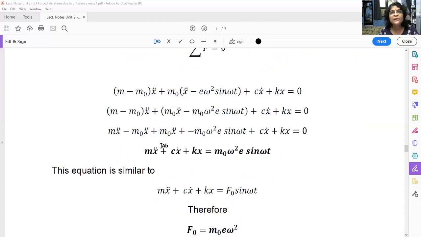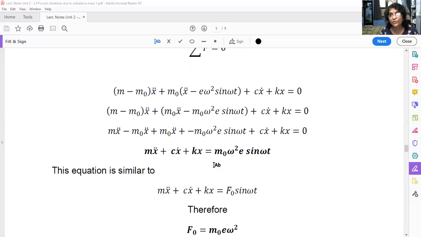Then open this bracket. M x double dot minus M0 x double dot plus M0 x double dot minus M0 e omega square sin omega t plus C x dot plus K x is equal to 0. What happens? Minus M0 x double dot plus M0 x double dot cancel out. So what is remaining? M x double dot plus C x dot plus K x is equal to, taking this term to the right hand side, M0 e omega square sin omega t.